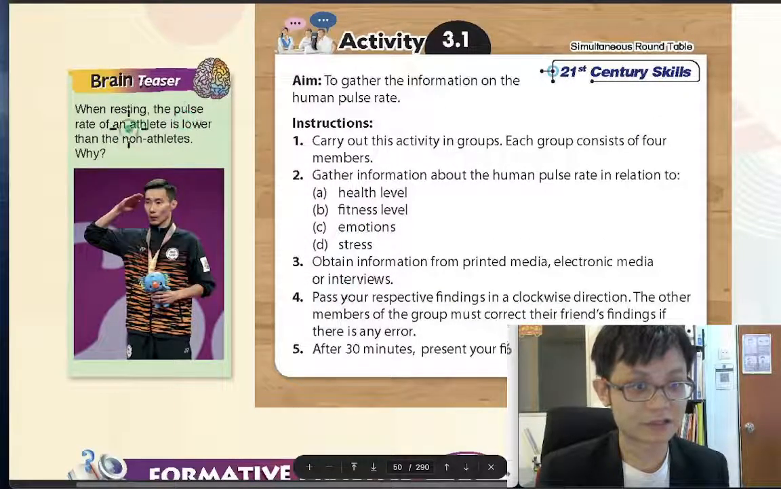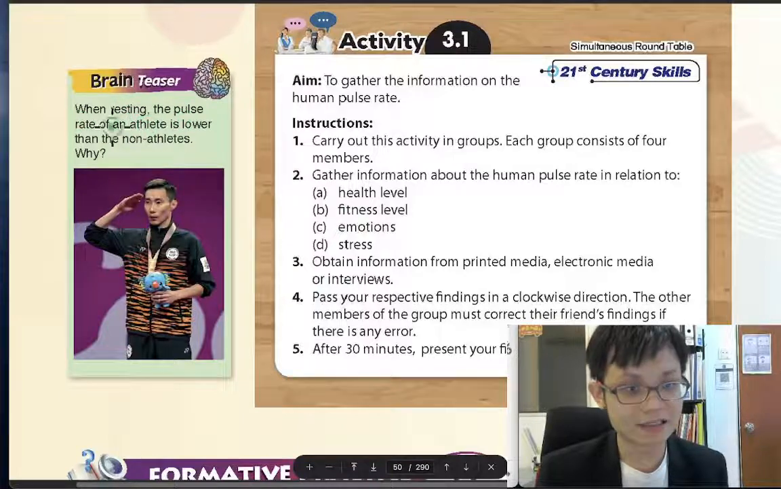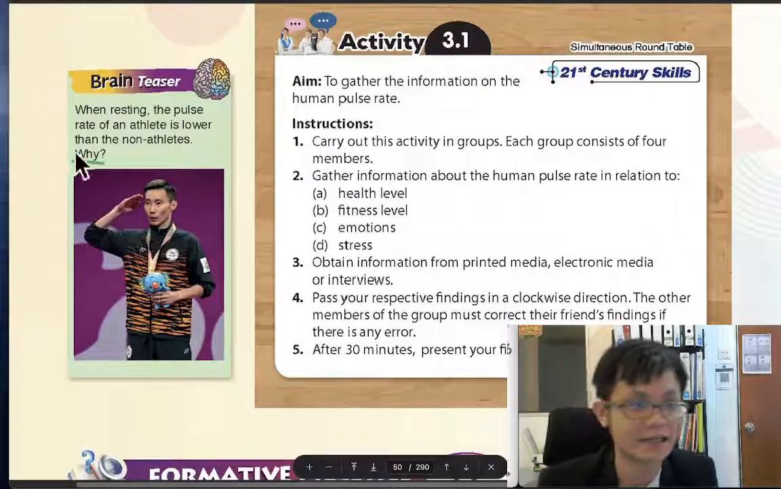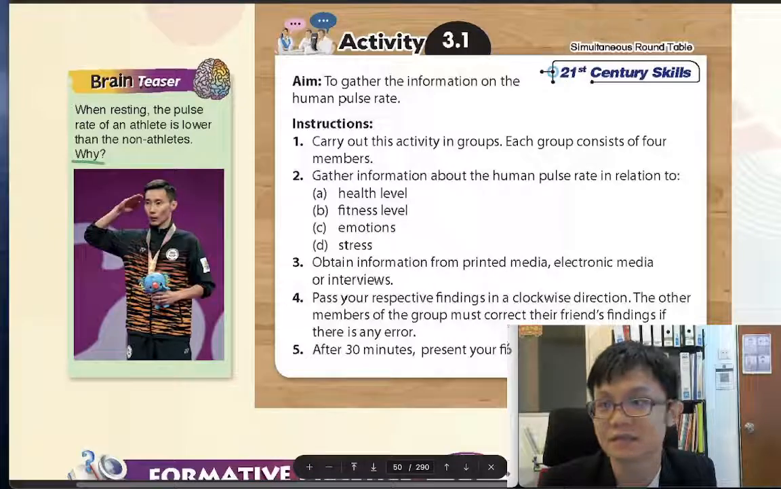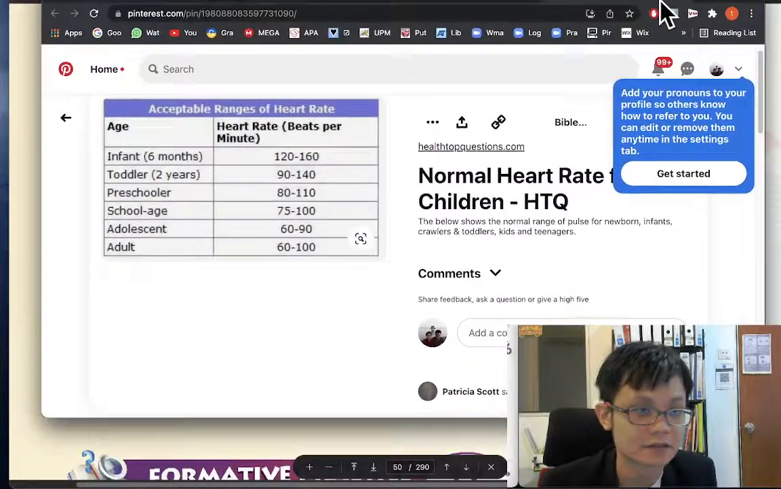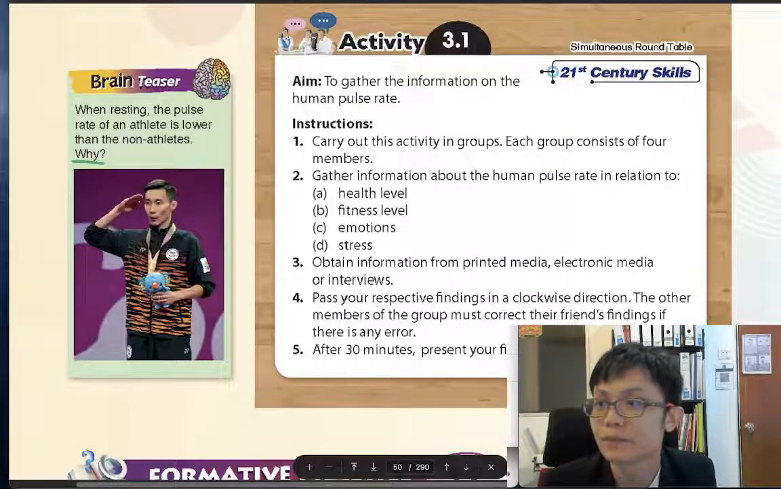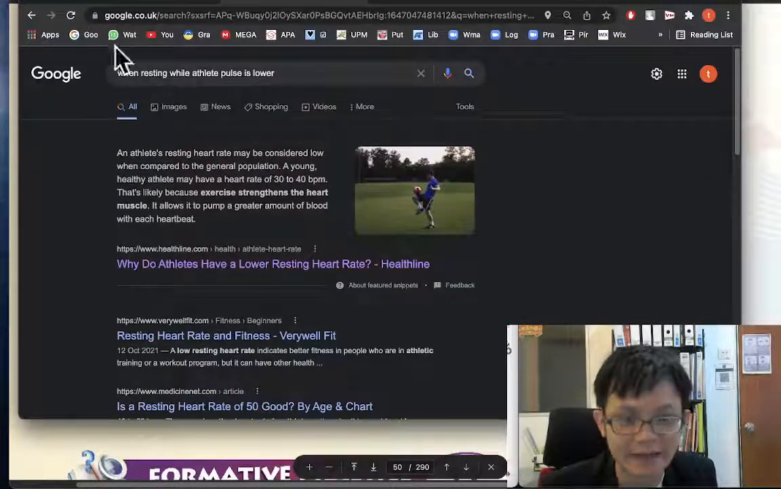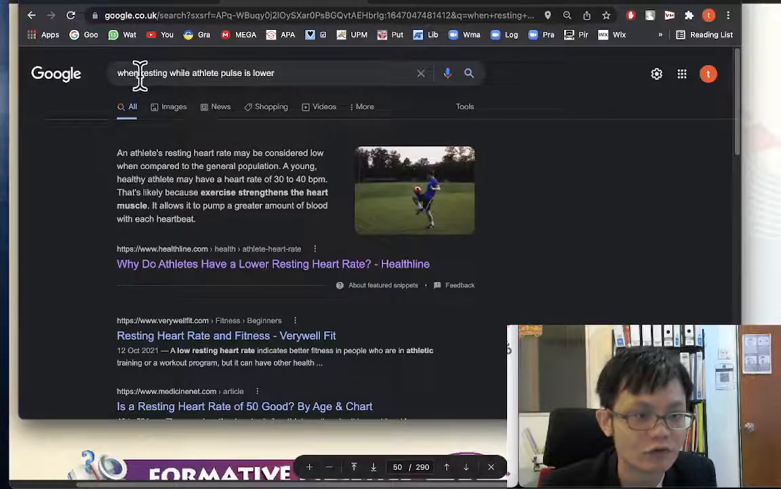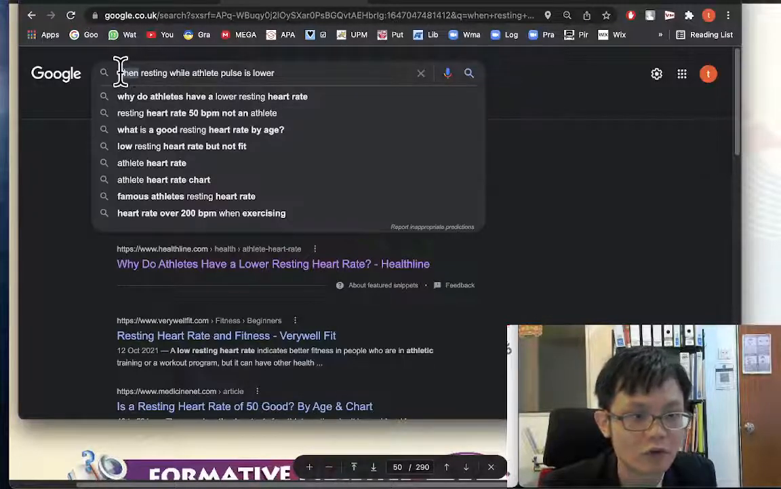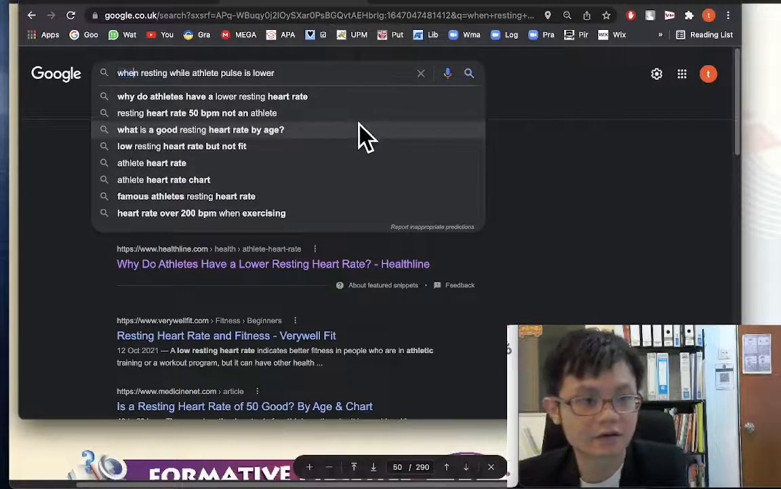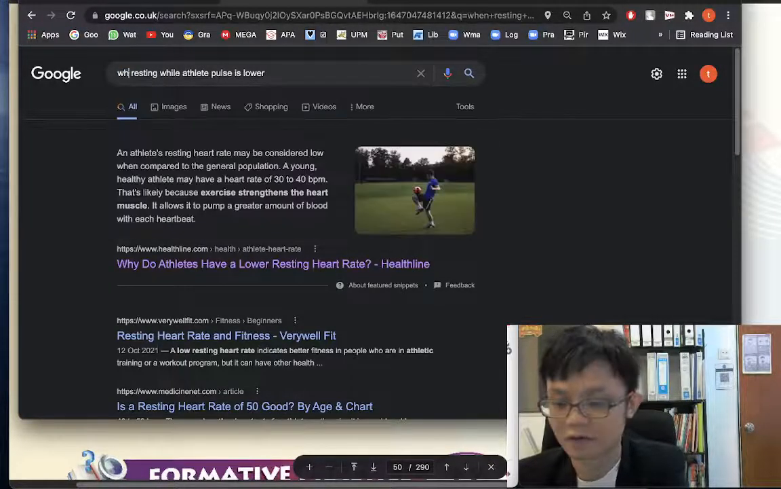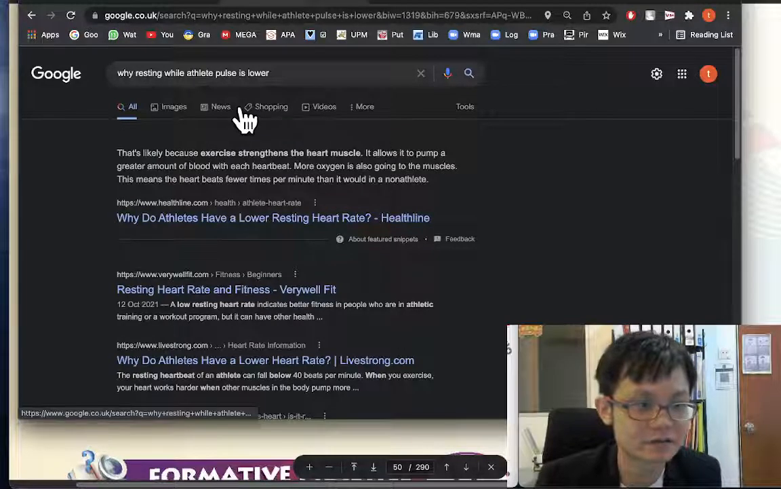When resting, the pulse rate of an athlete is lower than a non-athlete. Why? Because exercise helps to strengthen the heart muscle. Very good. Or you can go just like this, pull the round thing out. Nowadays it is very high tech, so I will use the "while resting". Why? I should put why. Why resting?